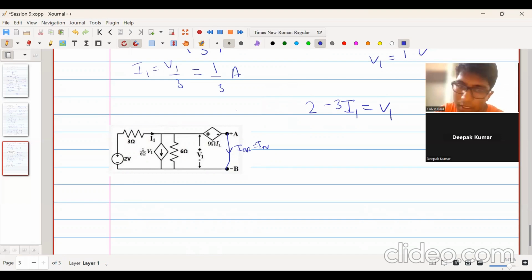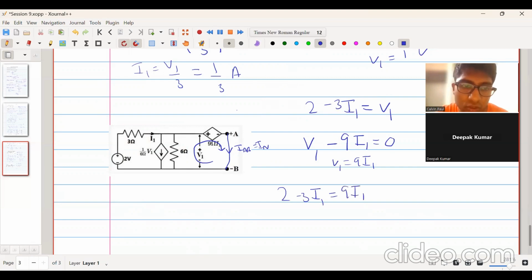Now when we apply KVL in this loop, we get V1 minus 9 into I1 is equal to 0. That means V1 is equal to 9 into I1. Now we apply this in the previous equation. We get 2 minus 3 I1 is equal to 9 I1, so 2 is equal to 12 into I1. So we get I1 equal to 1 by 6.